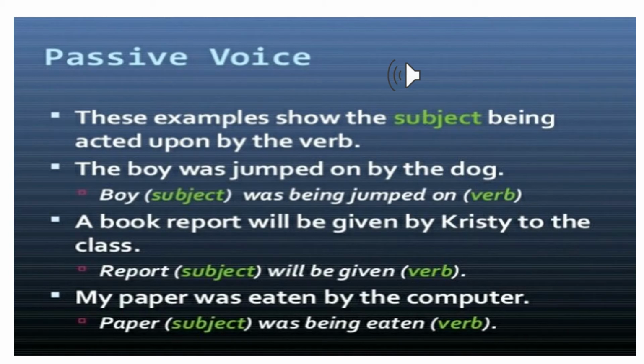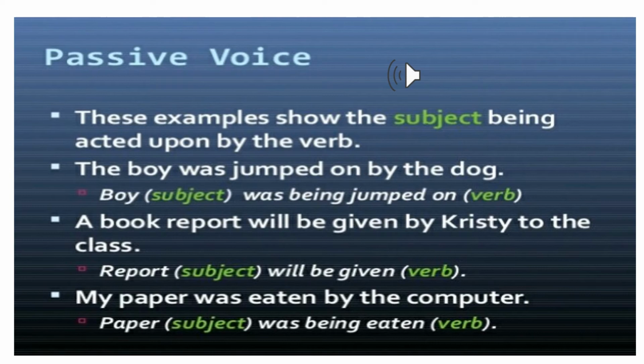Here the boy becomes the subject, and he was jumped on by the dog. Next, the book report will be given by Christy to the class. I have given the active voice of this particular sentence in the active voice portion. Here the subject is Christy, and Christy will give that book report to the class.